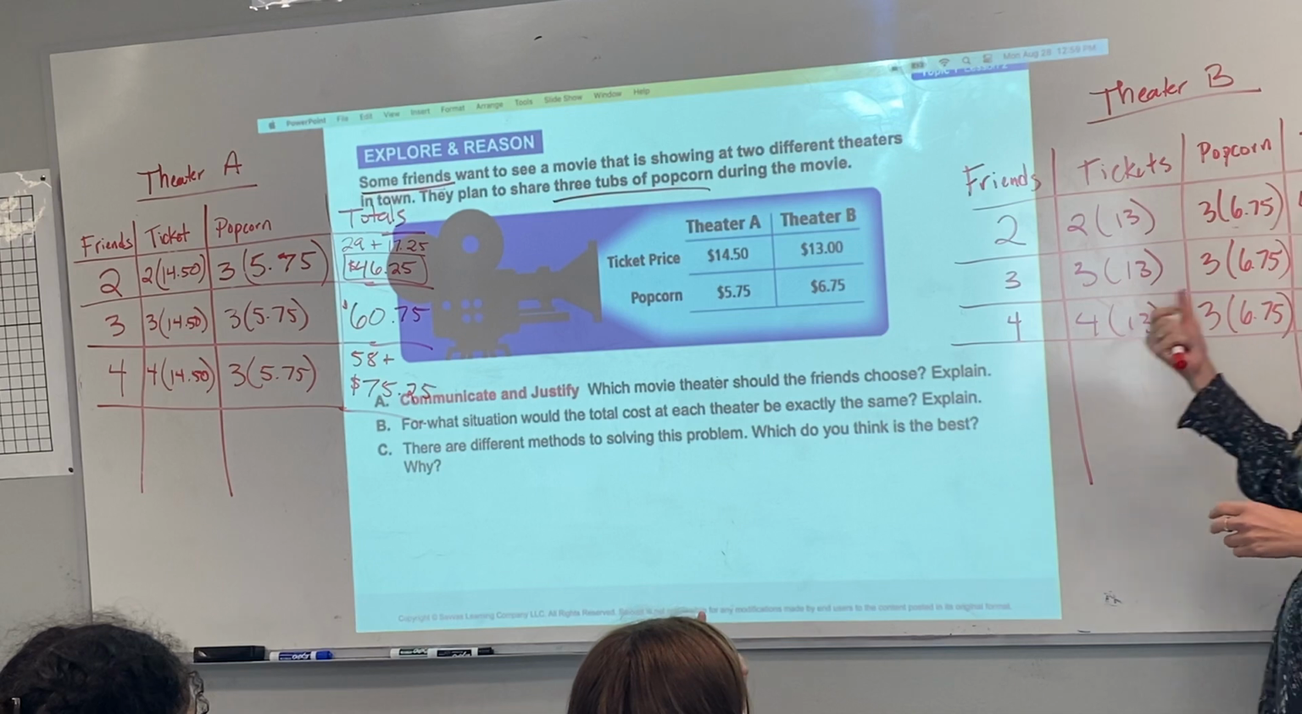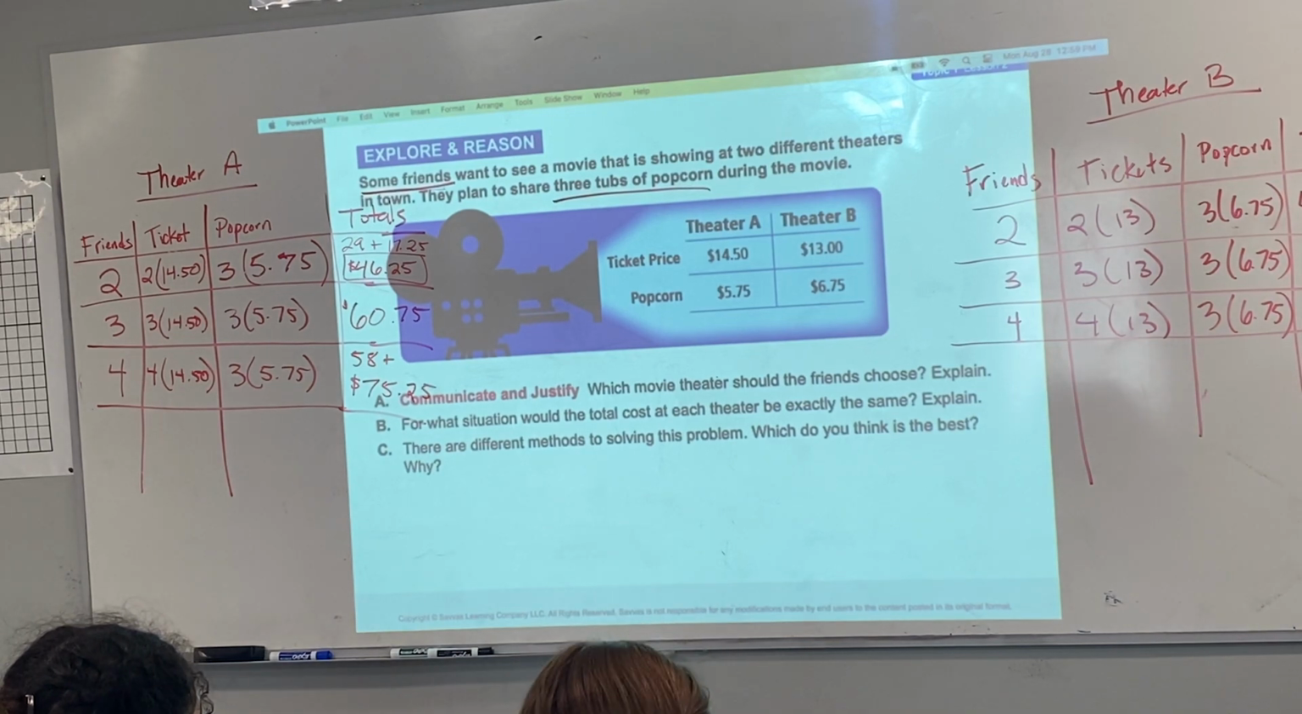Theater B, yeah. I would say, if I were to answer that question in words, I would say, if more than 2 friends are going, I would choose theater B.